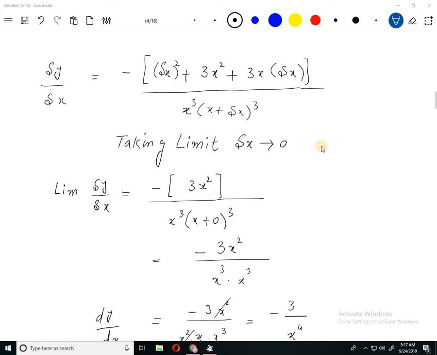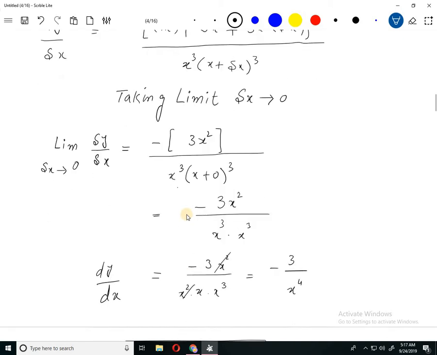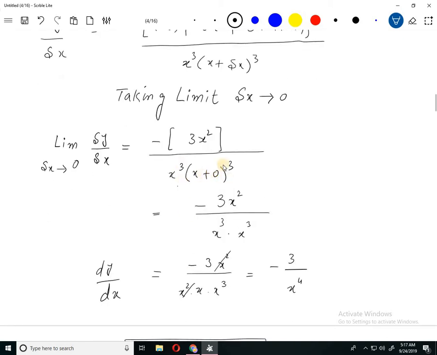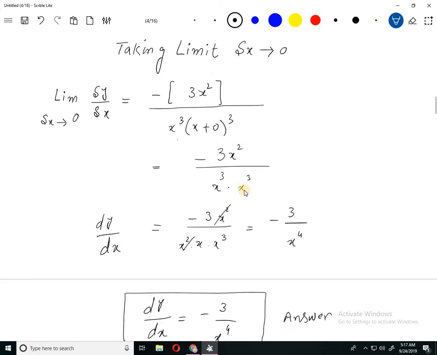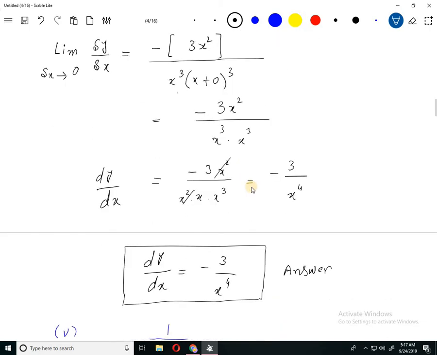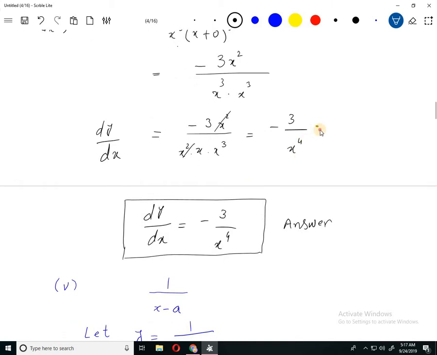Delta x approaches 0. So the limit as delta x approaches 0 has been taken. All the terms involving delta x will become 0. The only term that remains is 3x square in the numerator, and the denominator is x cube, (x plus 0) whole cube. After simplification, I got the answer as this one.